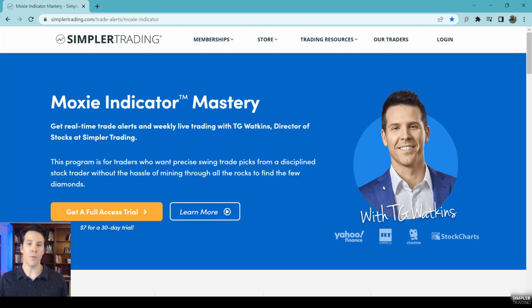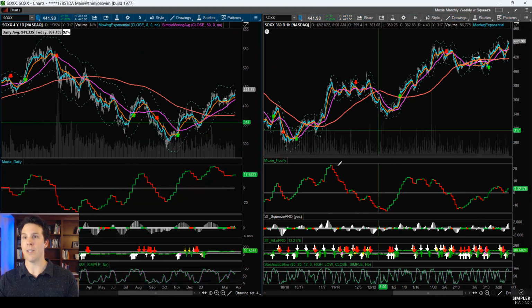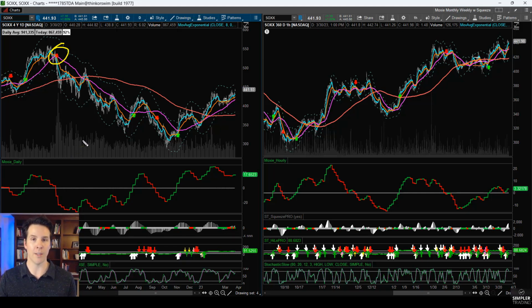Now, let me show you a few Moxie Indicator principles which demonstrate the power of the indicator. So over here, we'll be looking at SOXX, which is the semiconductor ETF. Thought it was a good one to demonstrate a few things. Number one, the red or green arrows are what we call the Moxie price triggers. They tell you when momentum has gone positive or negative and usually land at a pretty good time. They're pretty good on timing.